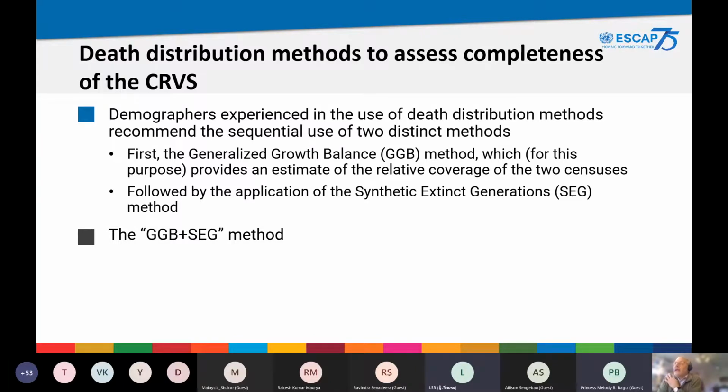And the estimate of that relative coverage, which is produced by the generalized growth balance or the GGB method, can then be used as an input into a second one of the death distribution methods, which is called the synthetic extinct generations method. And so combined, these are now often referred to as the GGB plus SEG method. Okay, so you use one method firstly to get an estimate of the relative coverage, and then you use the second method to actually produce your estimates of adult mortality and the completeness of adult registration.